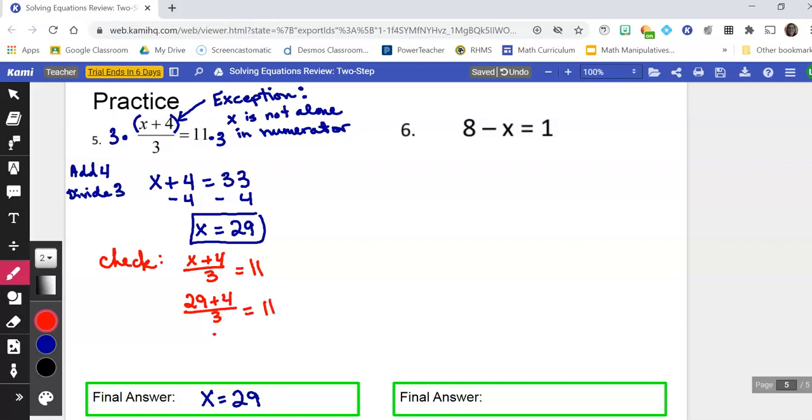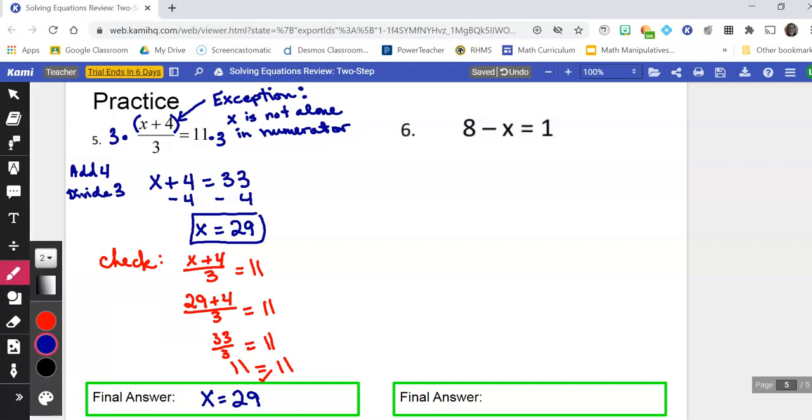29 plus 4 is 33. 33 divided by 3 is 11. And then we get that 11 is 11, which is true. It will always be true. So if you get a true statement when you substitute a value in, that means they actually are equal to each other. So the left and the right side are in fact equal, which means that we did it correctly.